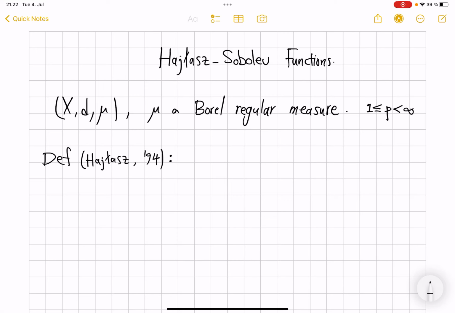Finally, we are ready to introduce our first Sobolev class on general metric measure spaces, the so-called Hajlasz-Sobolev functions. The setting again is a metric space equipped with a Borel regular measure. The class of functions will be defined for the exponent p between 1 and infinity, excluding infinity. So what is the definition? It's quite simple.